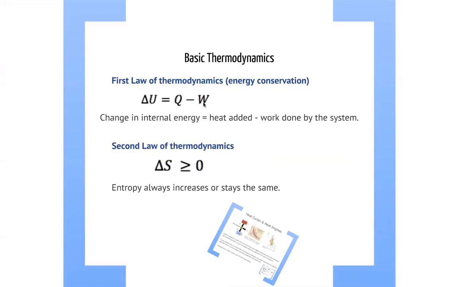Work is essentially work done by the system, so that leaves the system, and delta U is the change in internal energy of the system. Of course, delta U can be negative, so just keep that in mind as well.